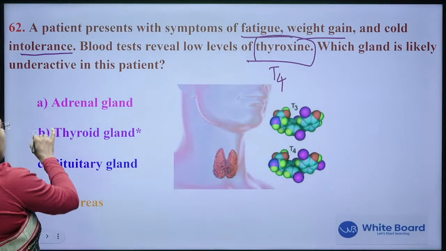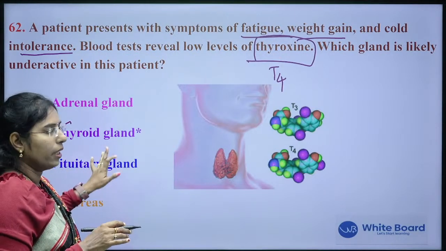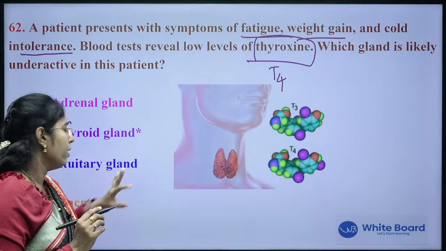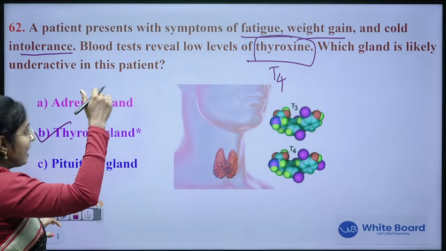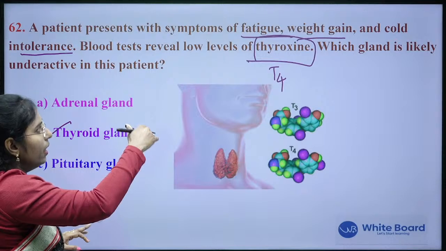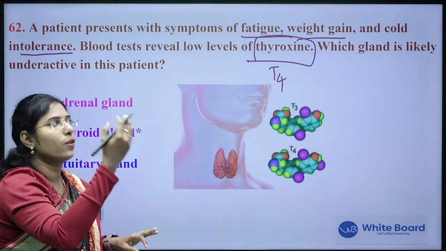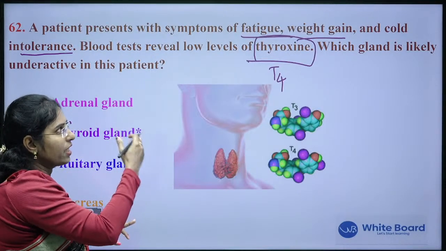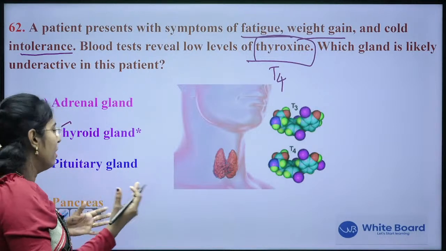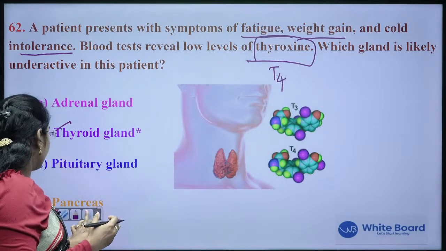So, nothing but our thyroid gland. The thyroid gland will produce T4 and T3 hormones. If there is a decrease in the levels of thyroxine, it leads to hypothyroidism, which causes fatigue, weight gain, and goiter. Right. So, coming to the next question.